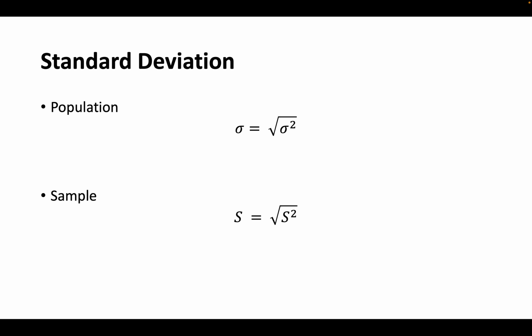And standard deviation, just like variance, we can calculate for both population and sample, and it is the square root of the variance and provides a measure of dispersion.